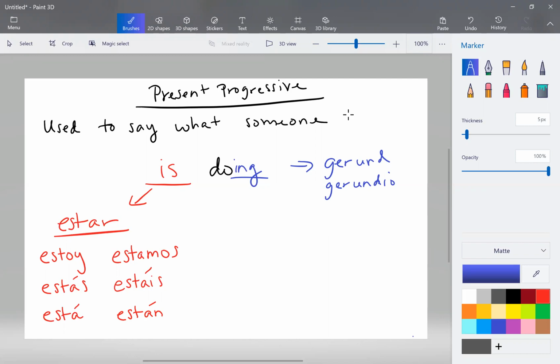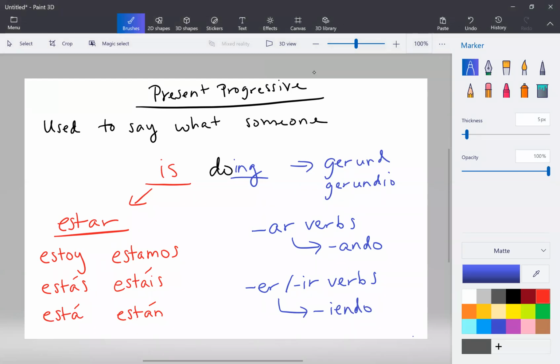So to form the gerund in Spanish, for AR verbs, the AR goes away and turns into ando. For ER and IR verbs, the ER and IR go away and they turn into yendo. So when we talk about somebody doing an activity, we have 2 verbs. The first one is a version of estar, and the second one is the activity that they're doing in the gerund form. We're going to do a bunch of examples, but these are the basic building blocks we have.